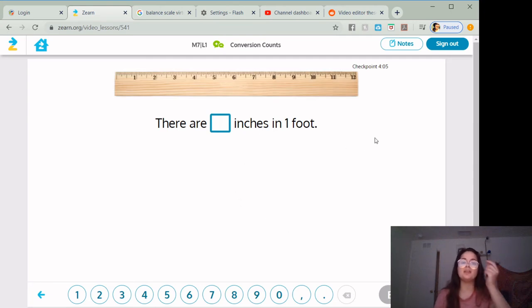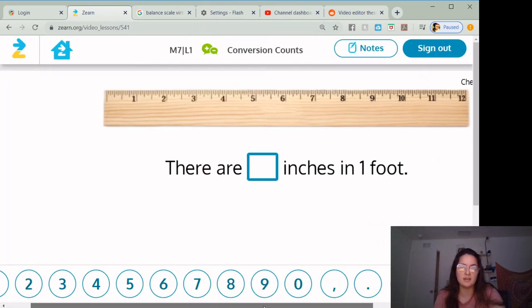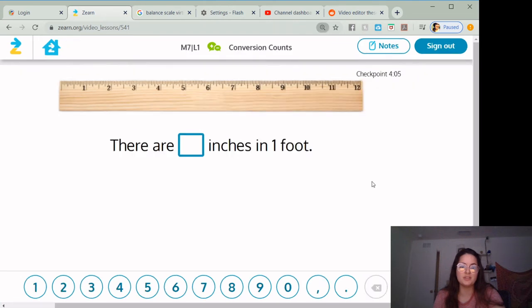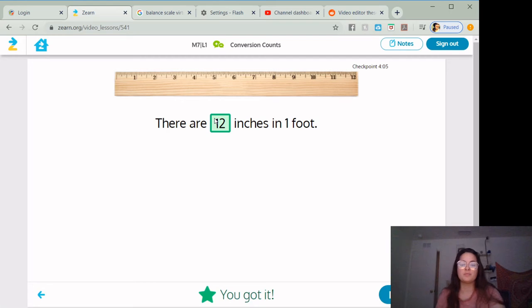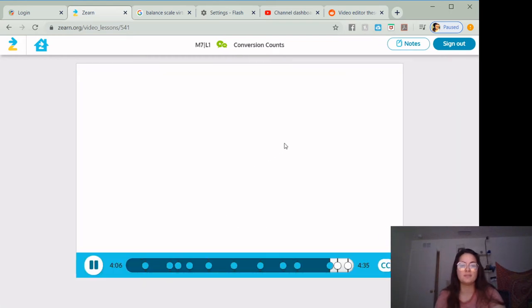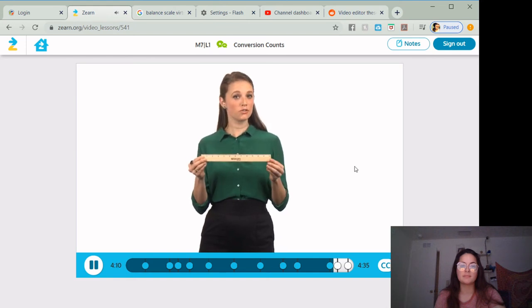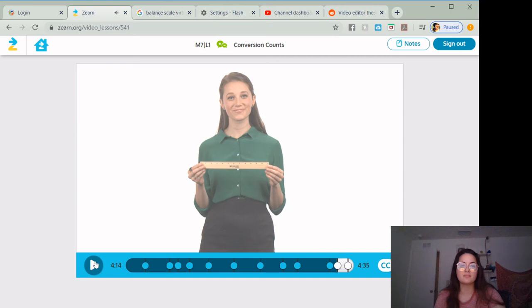All right, so how many inches are in a foot? Let's take a look here. How many inches do we see? How many inches are in a foot? I see there are 12 inches in a foot, and we are correct. 1 foot equals 12 inches. Let's continue filling out the rest of the table using whichever strategy works for you.